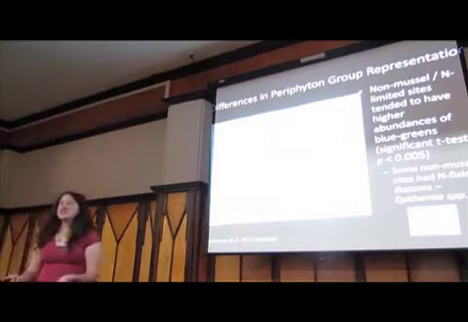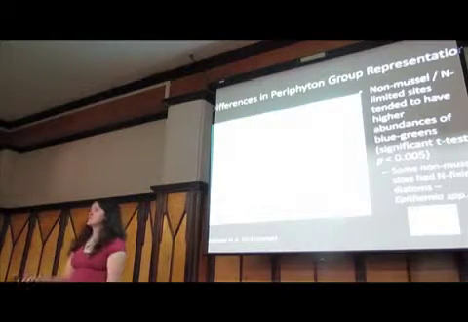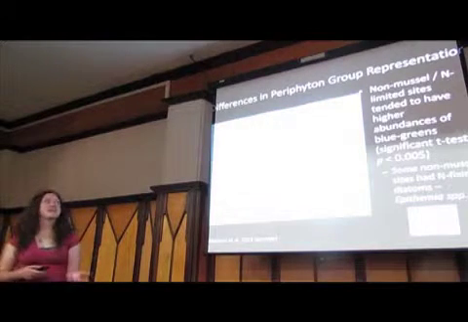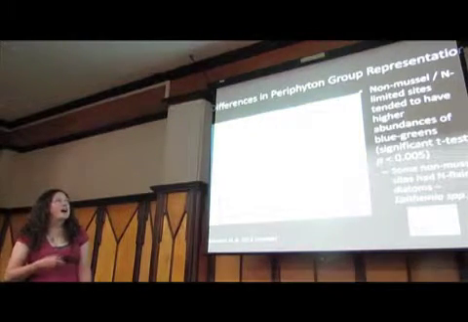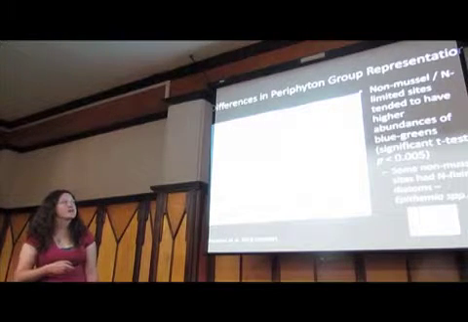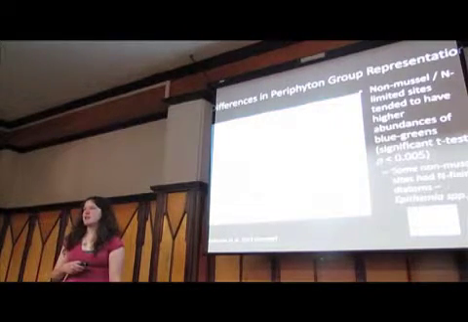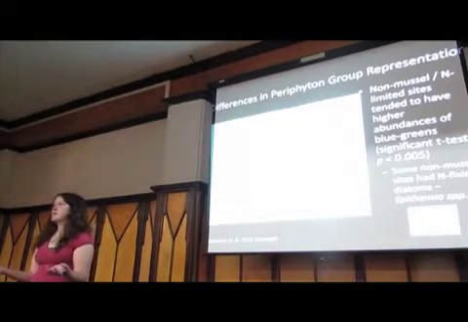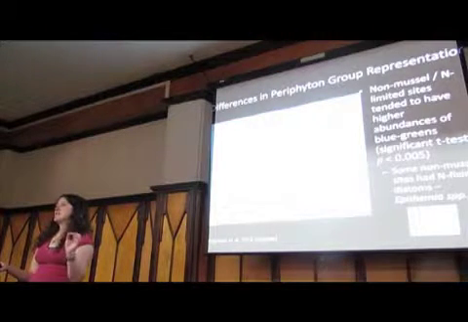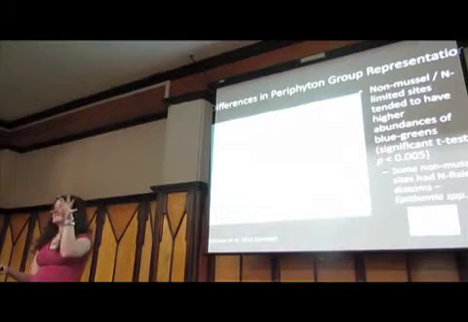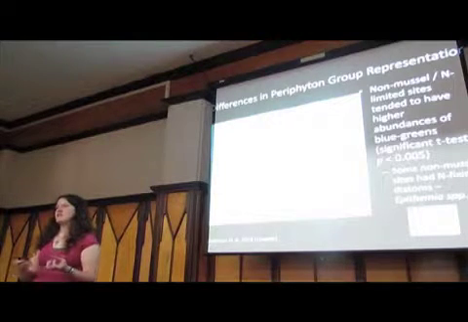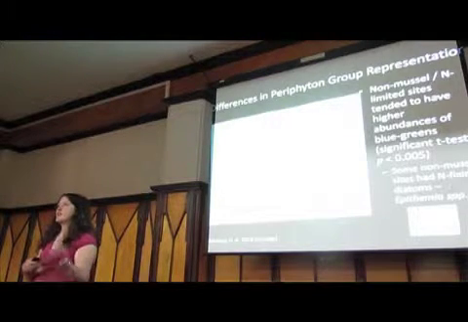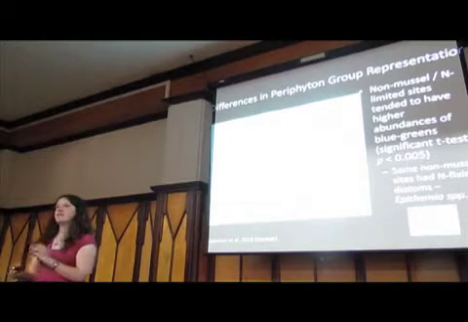And then, in addition to just seeing these differences in nutrient limitation, we also saw differences in the periphyton group representation. So at the non-mussel sites, we saw more blue-green algae. I don't know if you guys know much about blue-green algae, also known as cyanobacteria, but they're nitrogen-fixing algae. So they can actually take atmospheric nitrogen and fix it. So at sites that were nitrogen limited, we had higher abundances of algae that could actually make their own nitrogen.